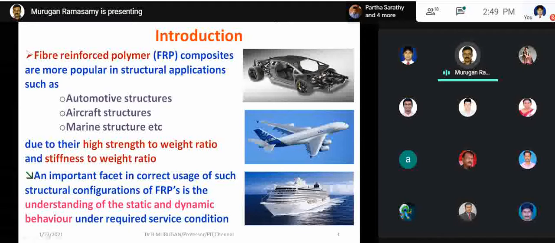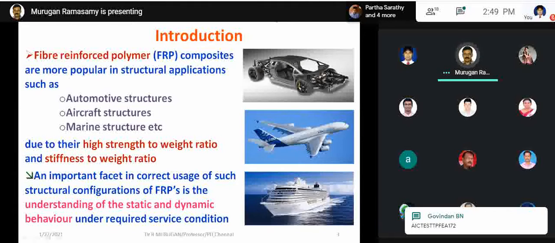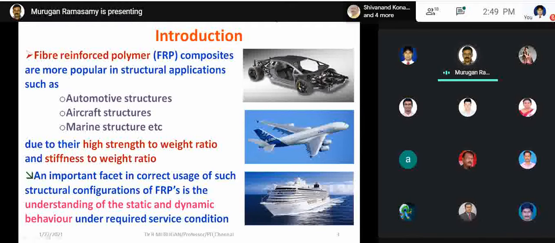Fiber reinforced polymer composites are finding a lot of applications in automotive structures, aircraft, marine structures, and also in the sports and medical fields. They are using FRP composite material. The main advantage of FRP composite material is that it gives a high strength to weight ratio and also stiffness to weight ratio compared to conventional material.